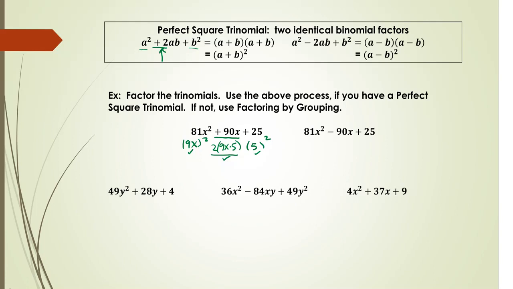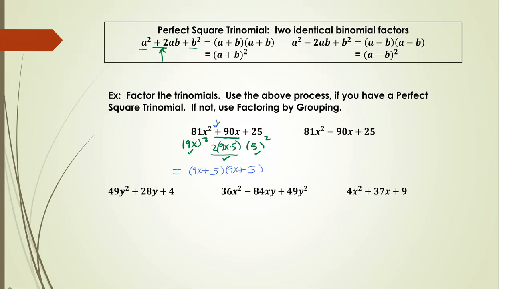This tells me that my binomials will be identical, and here's how we can factor. I'm going to set up 2 binomial parentheses, and I'm going to take 9x and put it in the first spot, and then 5 and put it in the second spot, and then whatever this symbol is here, which happens to be a plus, is what I'm going to use in each of those binomials. So 9x plus 5 times 9x plus 5, or the square of 9x plus 5, that would be the factorization here.